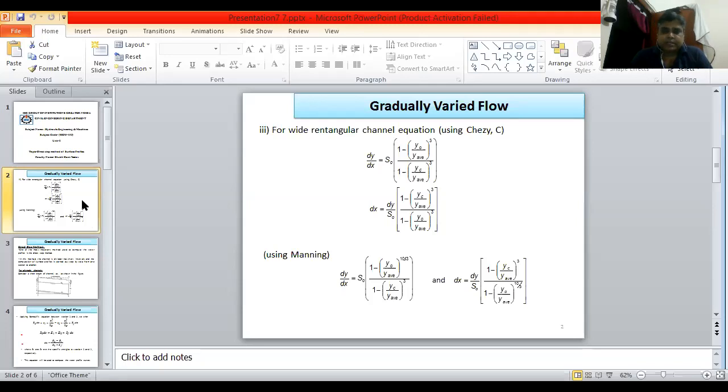Using Manning's, dy/dx = S0 (1 - (y0/y average)^(10/3)) / (1 - (yc/y average)^3). That is, dx = dy / (S0 ((1 - (yc/y average)^3) / (1 - (y0/y average)^(10/3)))).